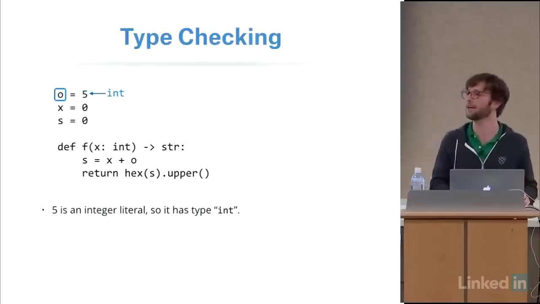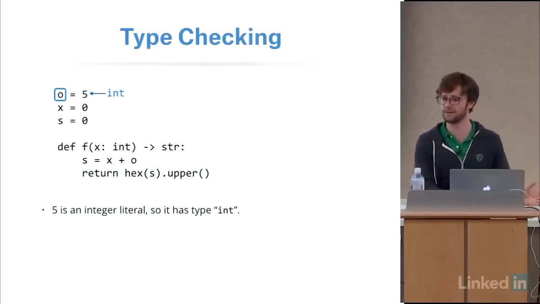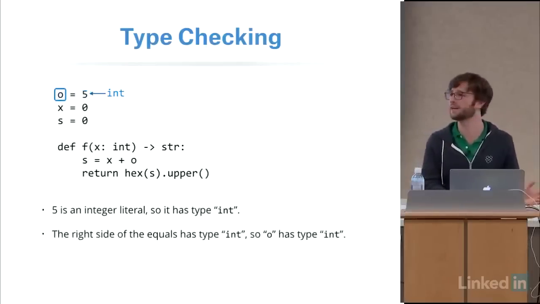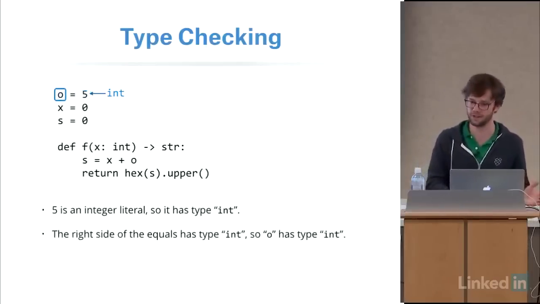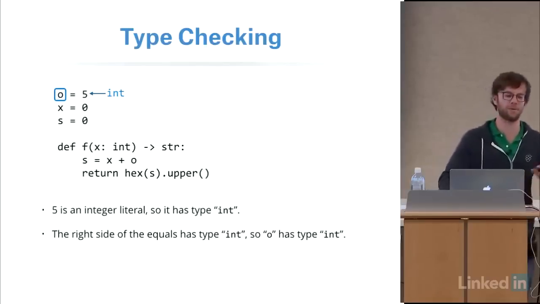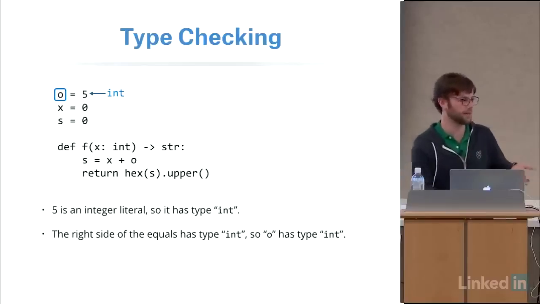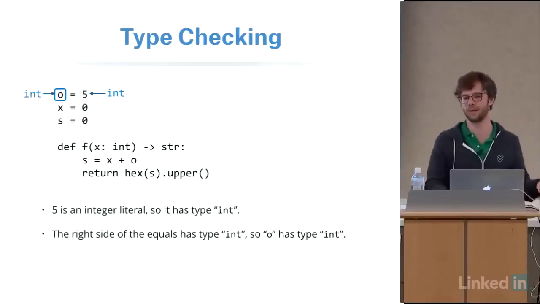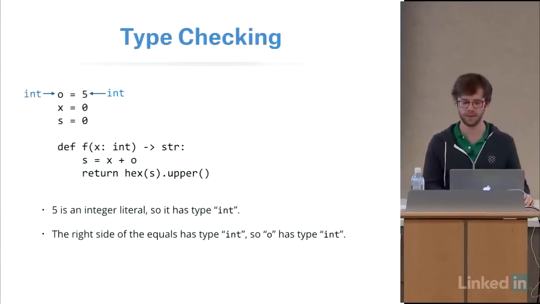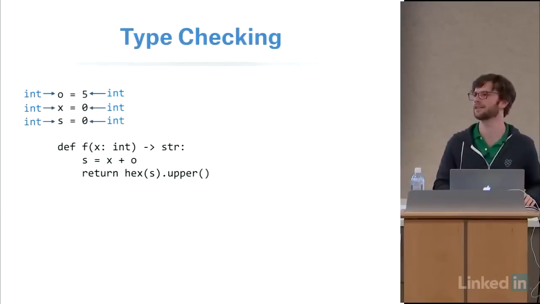And now we say, OK, great. Here's an assignment. On the left side is O. On the right-hand side is this integer literal. But it doesn't really matter. At that point, we just say, oh, look, on the right-hand side, we know it has type int. And so that means on the left-hand side, we know it has type int. And we can do the same thing for x and s here.